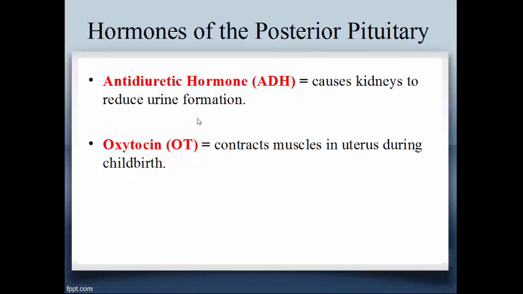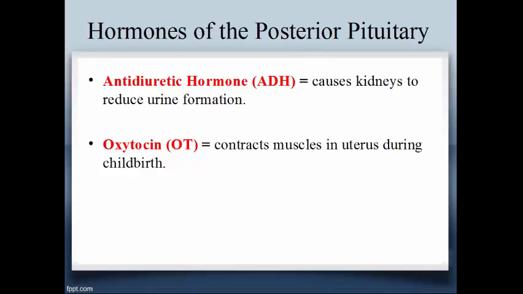Alright, those first 6 were a part of the anterior pituitary. There are only 2 that come from the posterior pituitary. The first one, ADH, antidiuretic hormone. This is what will cause the kidneys to retain water and reduce urine formation. So if you don't want to pee, you'll take an ADH. If you are wanting to pee, you will be given a diuretic. So an antidiuretic makes you pee less.